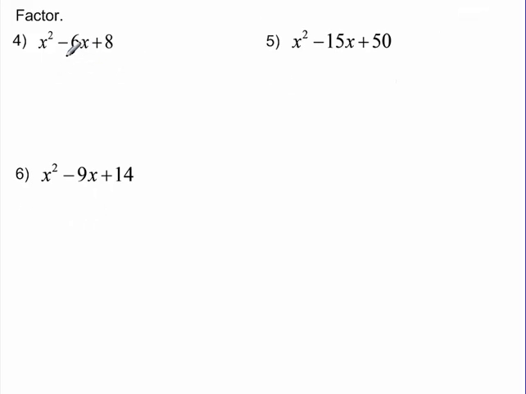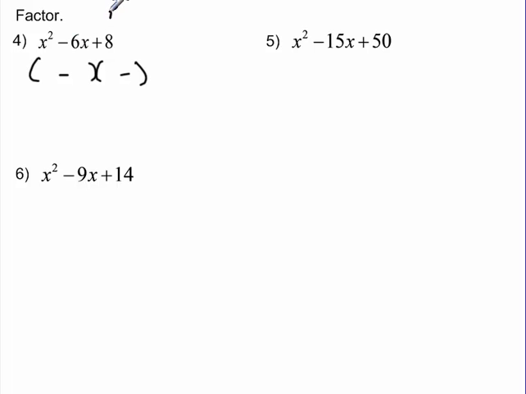Number 4. Number 4 is the first one where we have a negative sign here. But nothing changes. Okay? Signs are still the same. Because I got a positive here, which means both my signs are the same. Alright, so I have a negative and a negative. And now I need my factors of 8 that add together to give me negative 6.